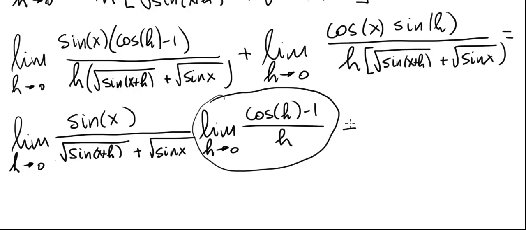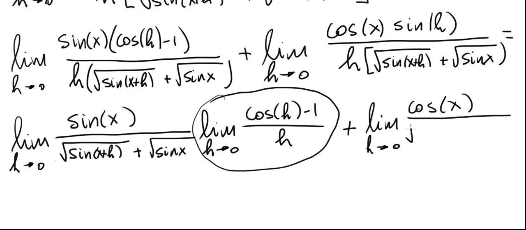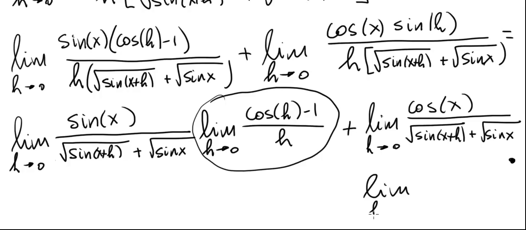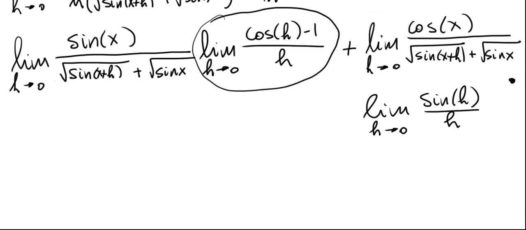The second limit will be written as a product of two limits also. The first one is the limit as h goes to 0 of cosine of x divided by the square root of sine x plus h plus the square root of sine x, times the second limit, which is the limit as h approaches 0 of sine h over h. So now we're ready to evaluate. Let's go ahead and compute everything.